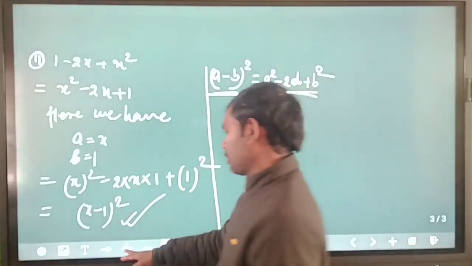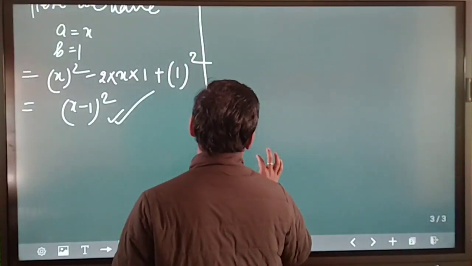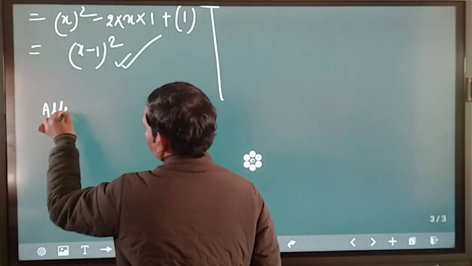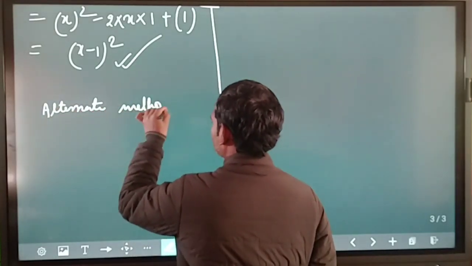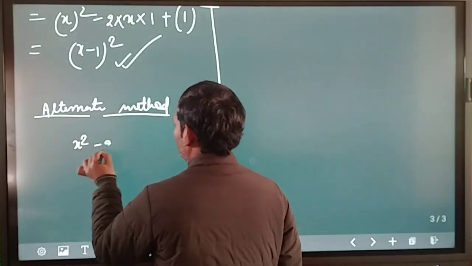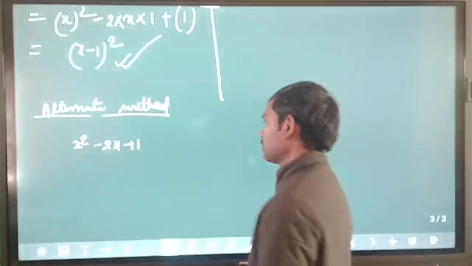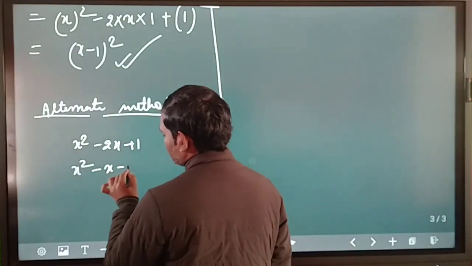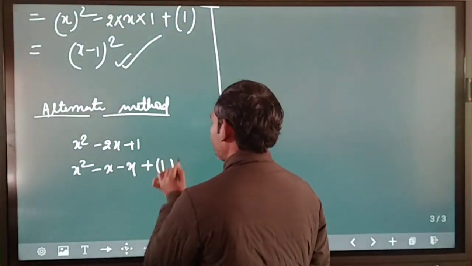Again, we can solve it using the alternate method. Let's see what the alternate method is. Alternate method. Here we write x square minus 2x plus 1. This is the question, and it can be written as x square minus x minus x, because minus x and minus x become minus 2x, plus square of 1.